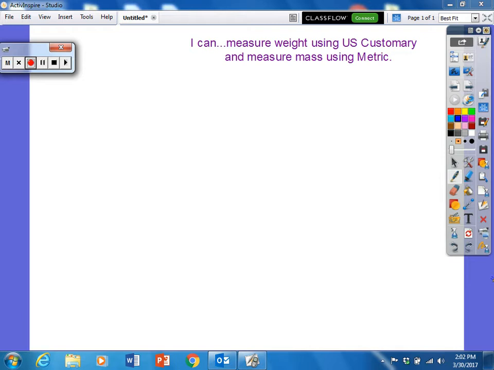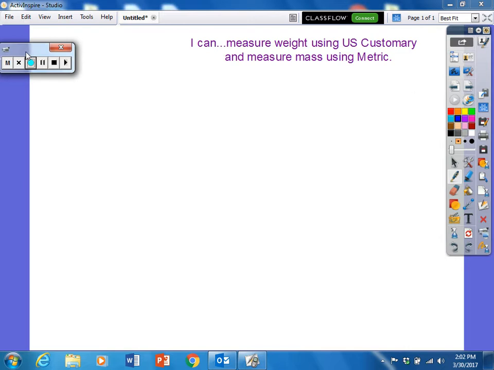Mass is the actual amount of matter in an object, or how much matter an object contains, while weight is how strong gravity pulls on an object. So if we were to go to the moon, our weight would change because there's no gravity, but our mass would stay the same. So that is the difference between weight and mass.